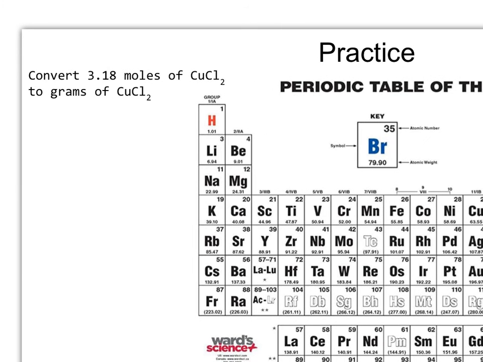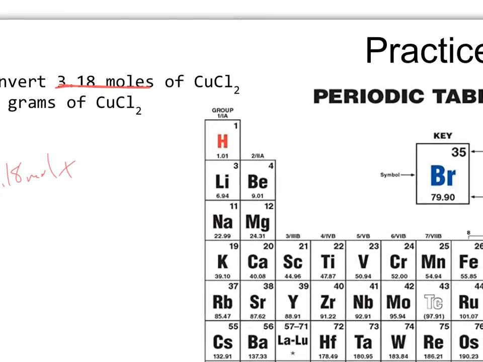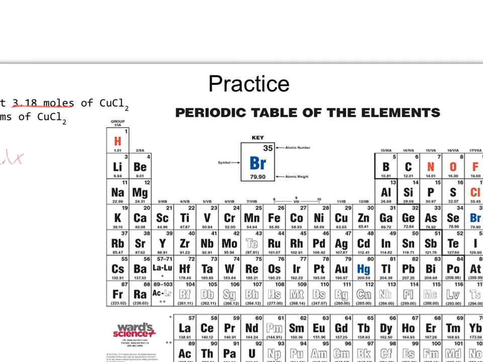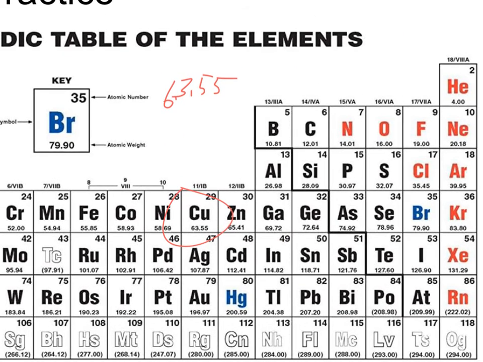Convert moles to, so now we're starting with moles and we're going to convert to grams. So we're going to multiply the 3.18 moles times the molar mass of CuCl2. So let's go look at that. Okay, Cu is here. It's 63.55, and I'm going to leave it like that. And then chlorine is 35.45.